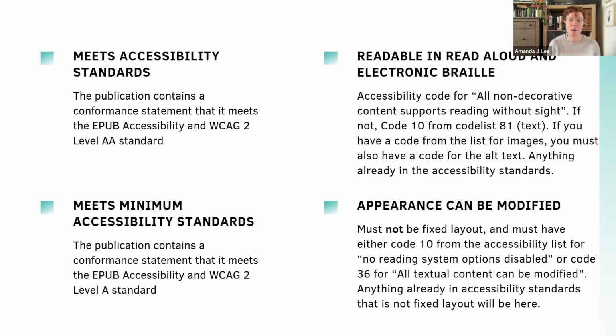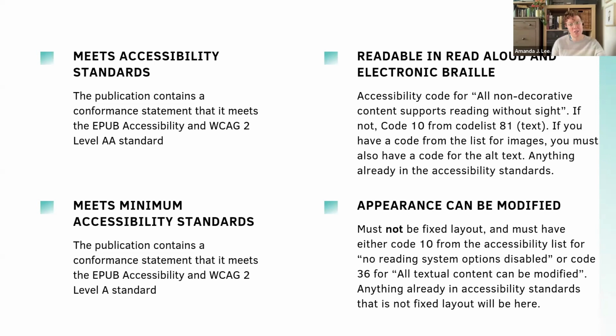So anything that is already in accessibility standards that is not a fixed layout is going to be here. Fixed layout books immediately fall out of this category just by nature of being fixed, right? You can't change a fixed thing. Thus, the metadata needs to say that either the reading system's capabilities are unaltered, in other words, if your app can zoom, it won't stop you, or that all textual content can be modified.